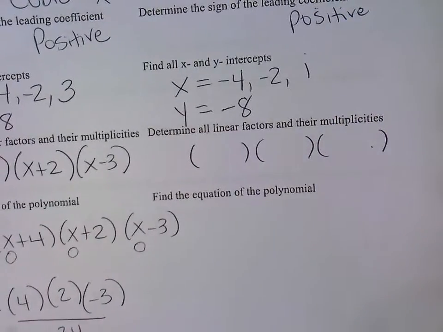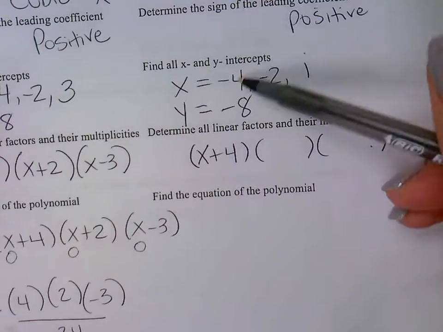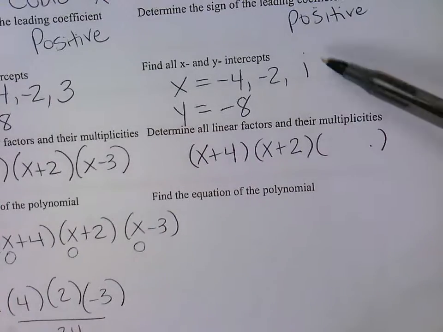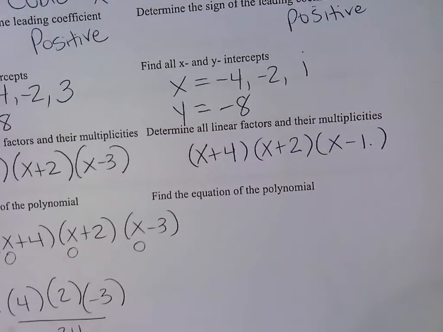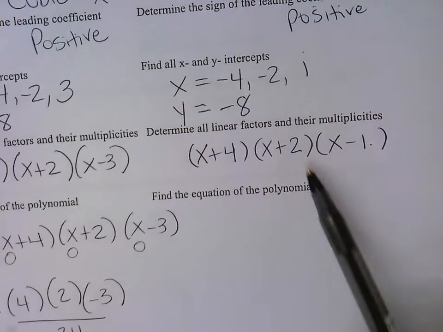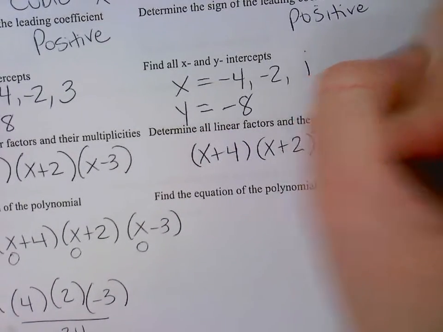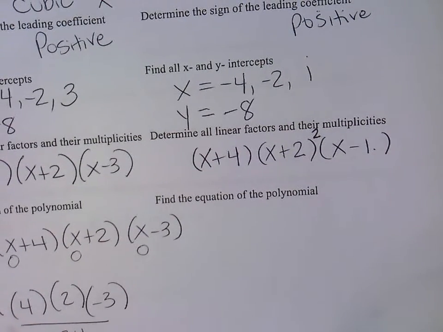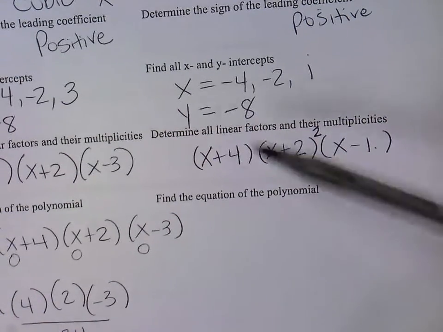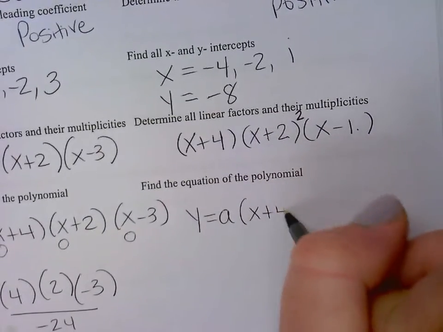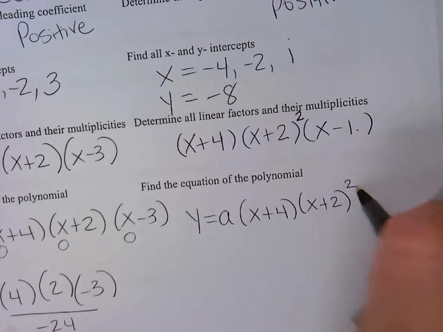So x plus 4, right, negative 4 becomes x plus 4. Negative 2 becomes x plus 2 as a factor. And 1 becomes x minus 1 as a factor. Which one do I have to change the multiplicity of? Yeah. X plus 2 needs to have a power of 2, right? Because it's bouncing off at that x-intercept. So our last step is to figure out the a value in front of the function. So y equals a times x plus 4, x plus 2 squared, x minus 1.